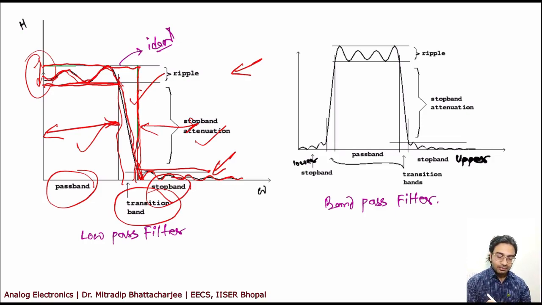Similarly, if you see the band pass filter characteristics, these are the stop bands, and then you have ripples, then you have a transition band here, again ripples, again a transition band, and then you go to a stop band.